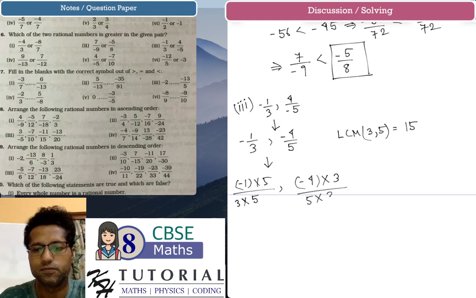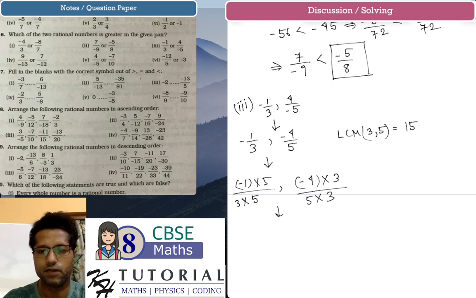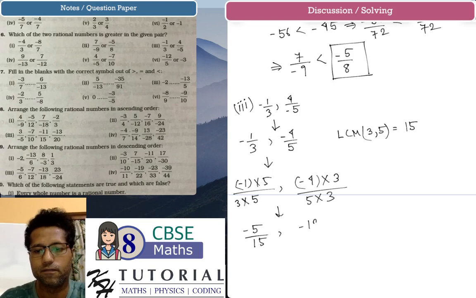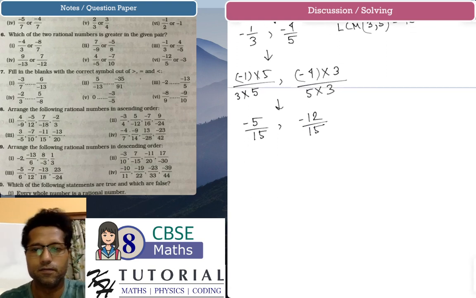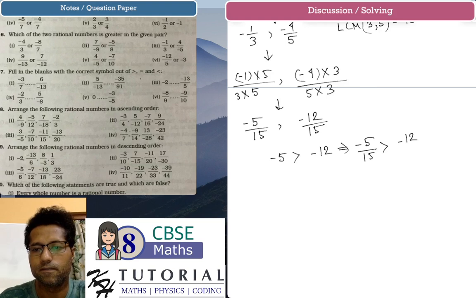5 into 3. So now the new pair of rational numbers become minus 5 by 15 and minus 12 by 15. So now we see that both the rational numbers have same denominator 15. We will now compare them based on the numerators, and we see that minus 5 is greater than minus 12. This implies minus 5 by 15 is greater than minus 12 by 15.